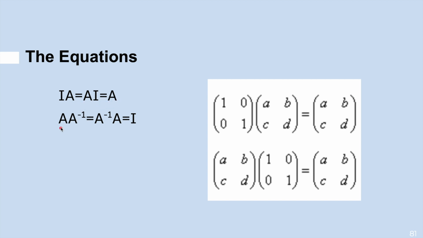Now, the second equation says that if you have a matrix and you multiply it by its inverse, you get the identity matrix out. Again, it doesn't matter if you do A multiplied by the inverse or the inverse multiplied by the matrix. Again, they're interchangeable, right? We're going to go over a few examples now.